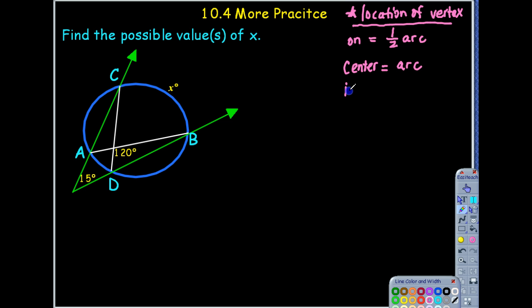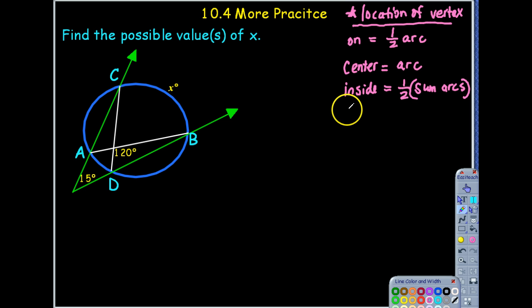Just inside the circle, it's going to be half of the sum of the arcs. And when we say the arcs, we're talking about its intercepted arc and its vertical angle's arc. I'm going to put that in parentheses because you're taking half of that sum. Just keep that in mind.